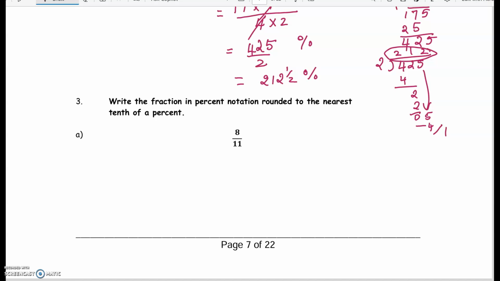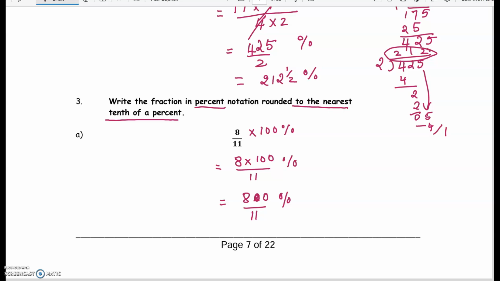And here the question says, write the fraction as a percent. So we multiply with the 100%. But based on the instructions here, it says round to the nearest tenth of a percent. So this tells us that we have to do the division. And this time the division would have to be a decimal division. So 8 times 100 over 11. Make sure nothing cancels before you do the division. So you combine the numbers. 11 doesn't go into 8. 11 doesn't go into 100. So it's 800 over 11%.